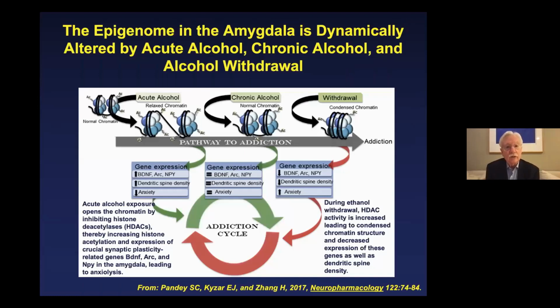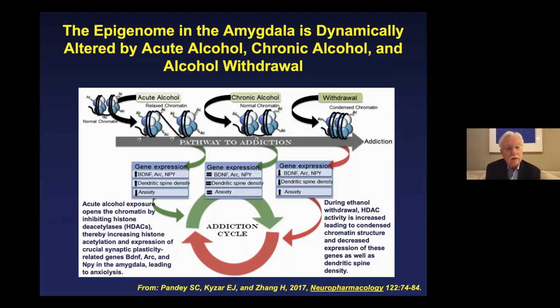I want to mention also that if one drills down into the molecular biology and epigenetics of alcohol use disorder in animal models, one sees also that there are molecular changes. And this is the work of Subhash Pandey and his group, where acute alcohol exposure can actually change the expression of genes by inhibiting histone deacetylases, and that's over on the left-hand side, and basically relaxing chromatin. But with chronic alcohol leading to withdrawal, chromatin becomes condensed and HDAC activity is increased, leading to this condensed chromatin and decreased expression of these genes, as well as decreases in dendritic spine density.